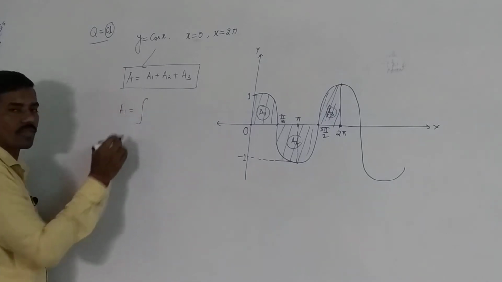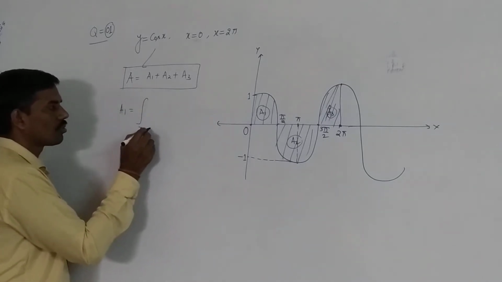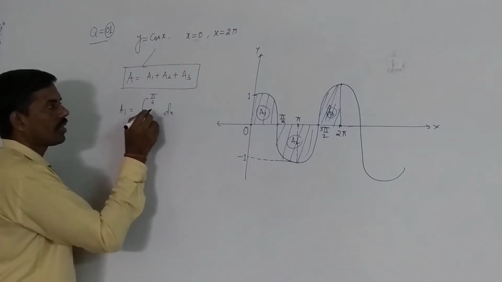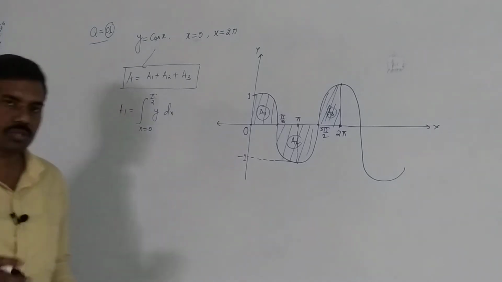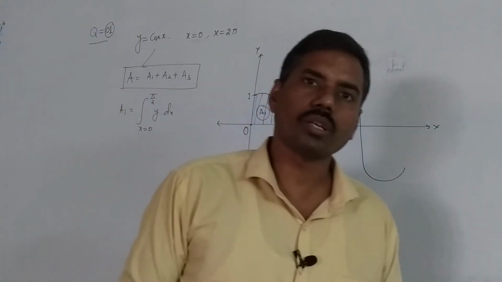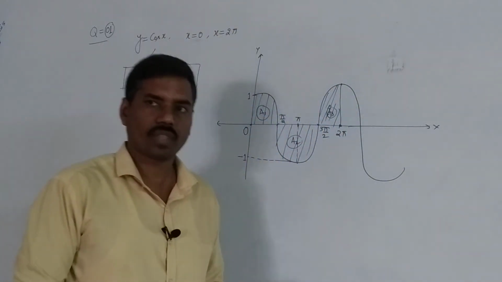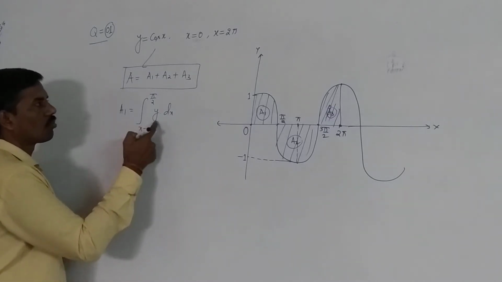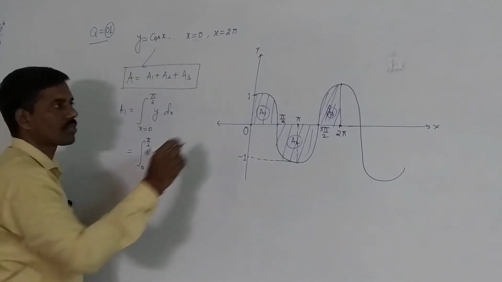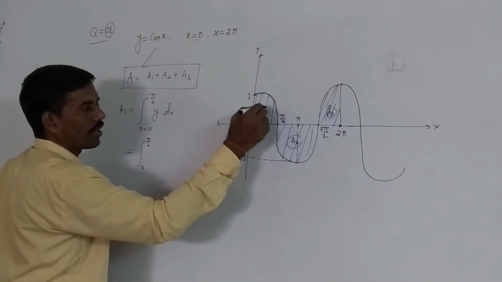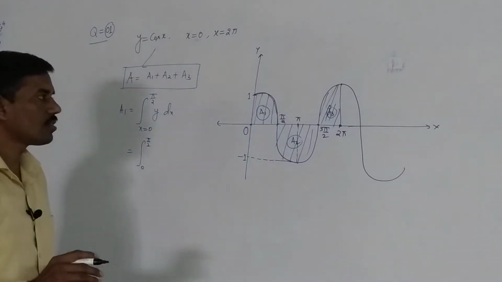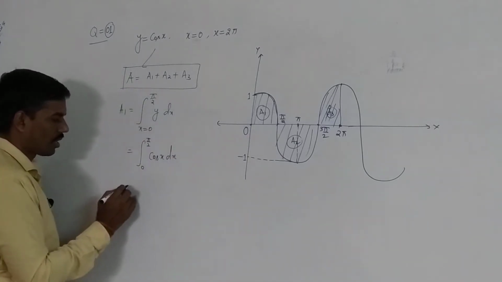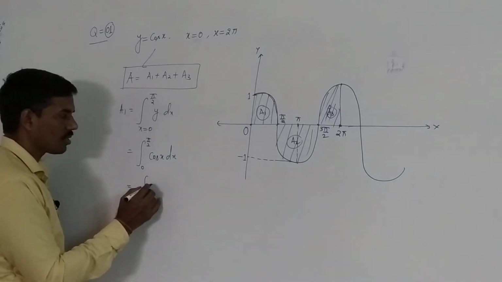Area A1 is given as the integral from x equals 0 to pi by 2 of y dx, and we have to write y as a function of x, that is y equals f of x. Since this curve is a part of cos x, y equals cos x. So we write the integral from 0 to pi by 2 of cos x dx.